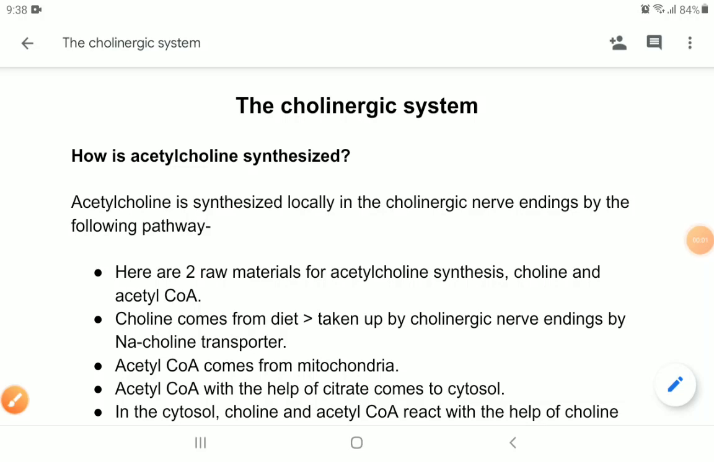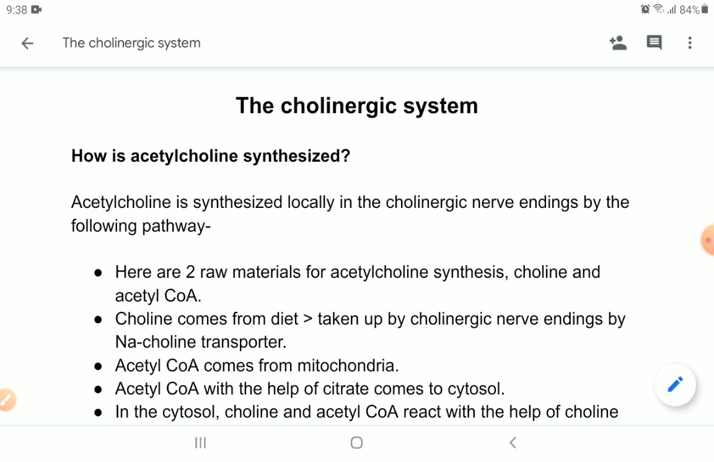Dear students, today we are going to talk about the cholinergic system. As you know, the autonomic nervous system is divided into two major parts. One is the cholinergic system and another is the adrenergic system. Since acetylcholine is the main neurotransmitter of the cholinergic system, for the study of the cholinergic system, we have to know about acetylcholine in detail.